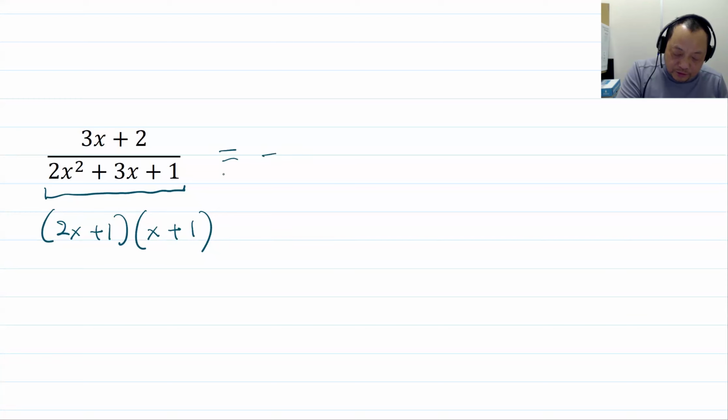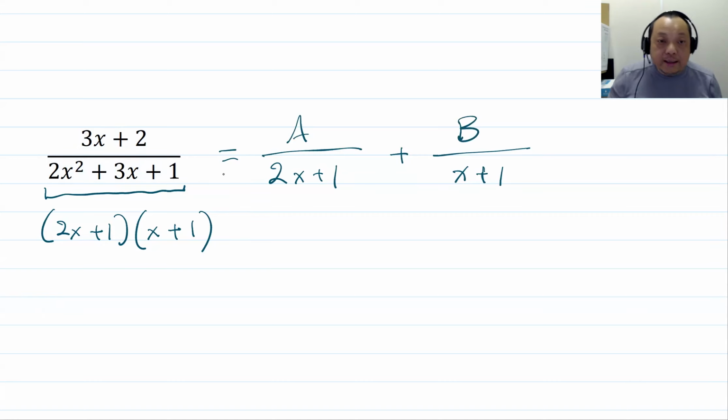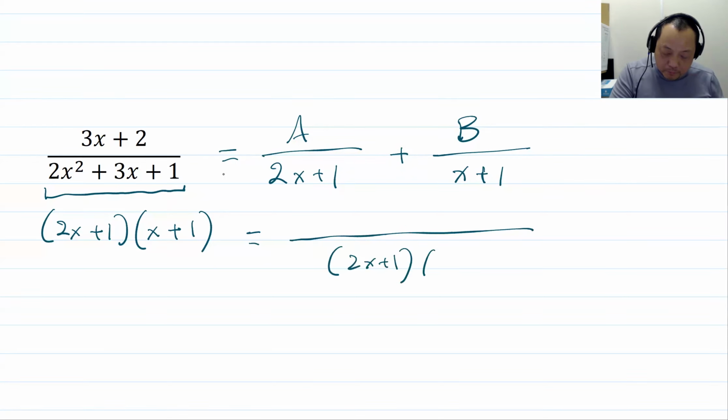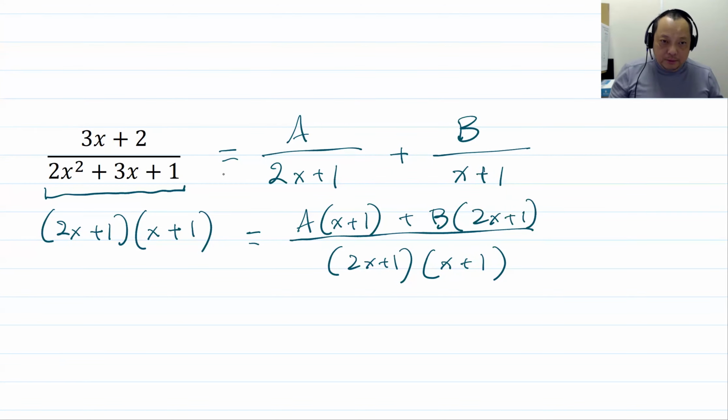This is equal to something over 2x plus 1 plus something else over x plus 1. And because the denominators are just linear in x, this is just some constant a, and that is just some constant b. Common denominator. And that means I can equate the numerators there.